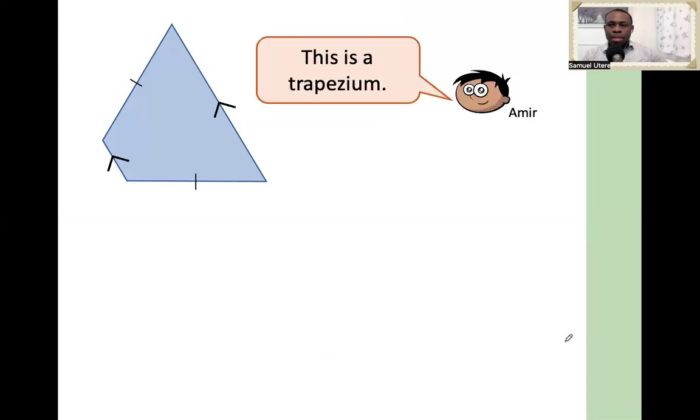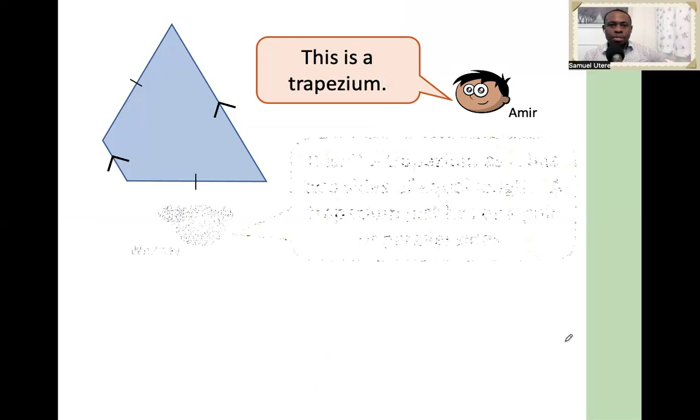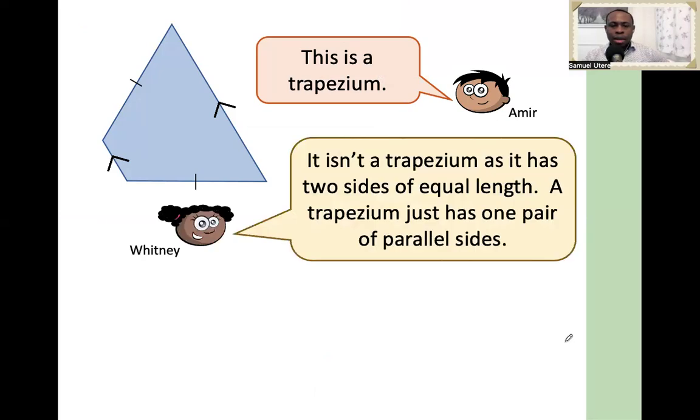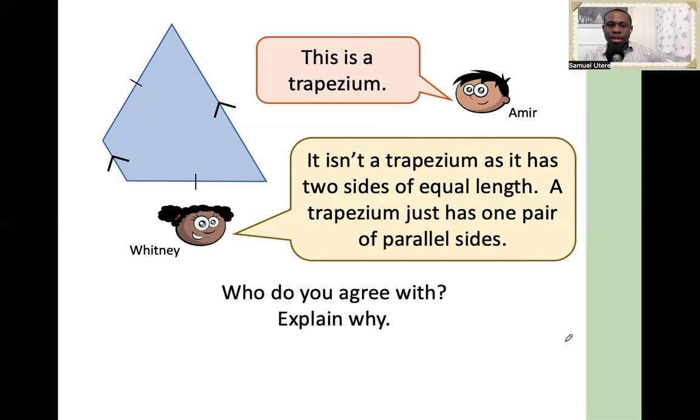Here, Amir says this is a trapezium, and then Whitney says it isn't a trapezium as it has two sides of equal length. A trapezium just has one pair of parallel sides. Who do you agree with? Explain. So have a think, pause it, have a chat with somebody you're watching the video with, or you can discuss it, having a little thinking time to yourself.